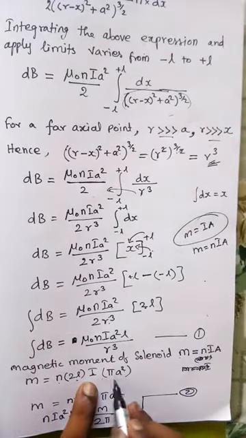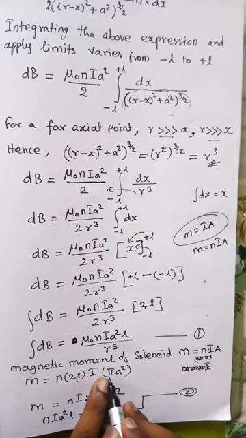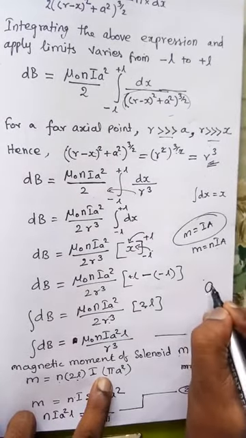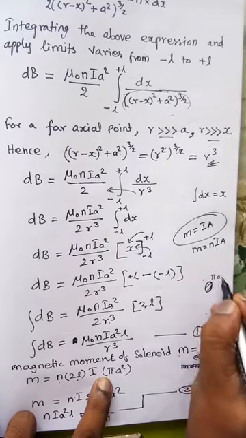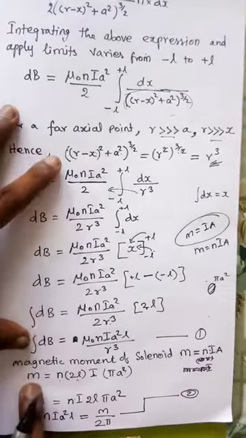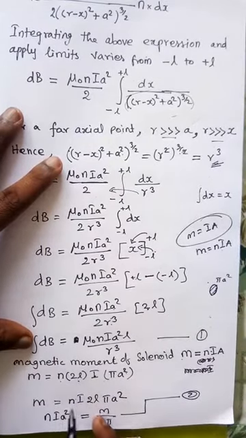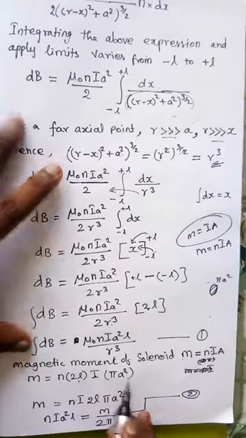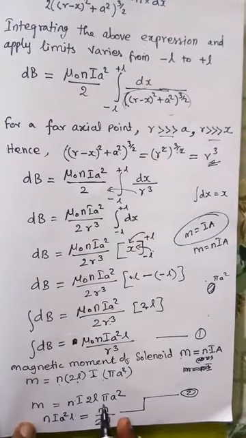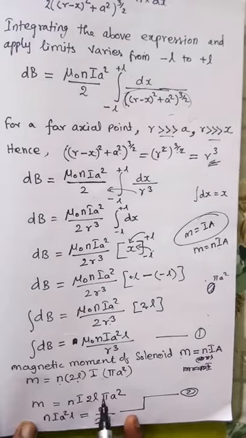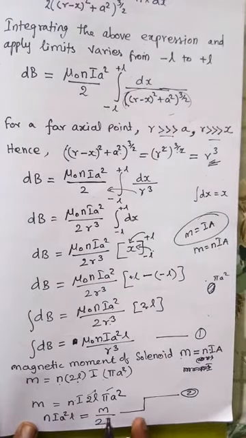The area of the solenoid is equal to pi A square, just like a circle shape. This is the area of the circle, pi A square, where A is the radius. So the total magnetic moment is N 2L I pi A square. Now you cross multiply the 2 pi: M by 2 pi is equal to N I A square L.